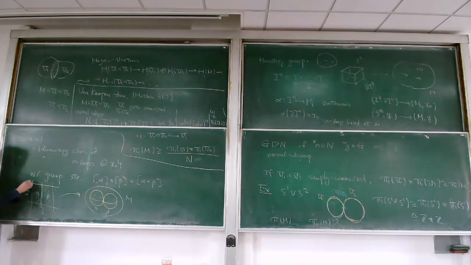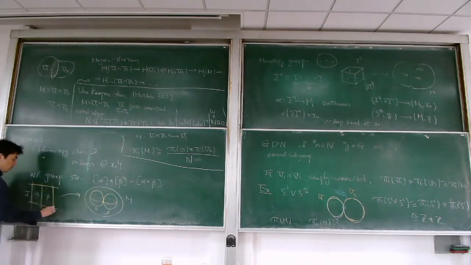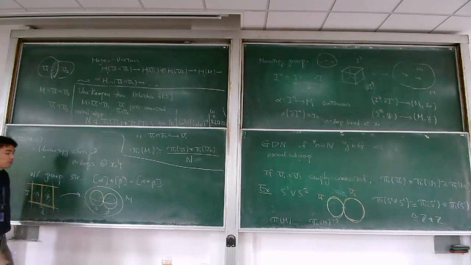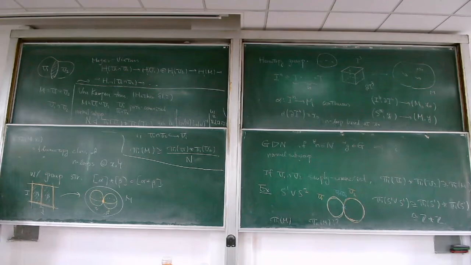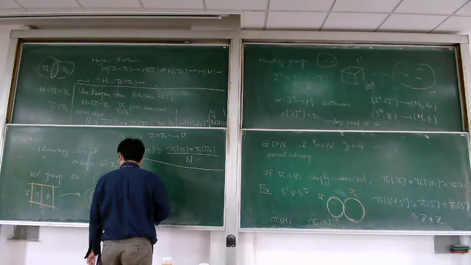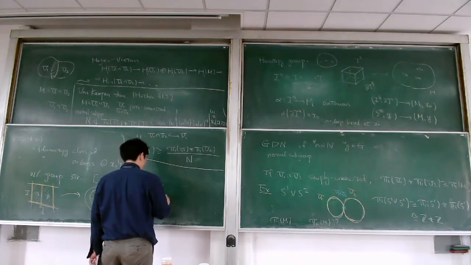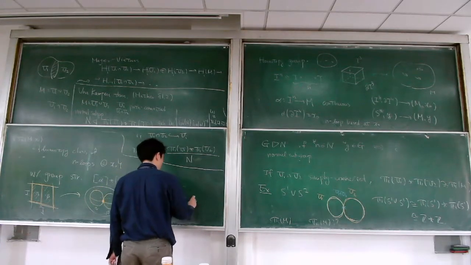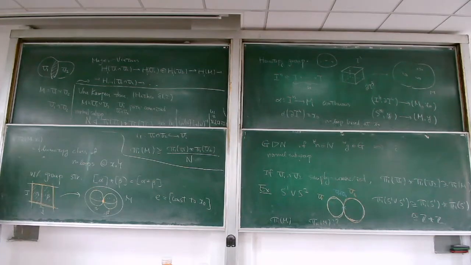This yellow boundary is mapped to, maybe I should use a different color, orange, the boundary, and also the middle line is mapped to the point here. That's how you define the group multiplication. Of course, the identity map is indeed the constant map to x naught. Okay, so that's how it works.